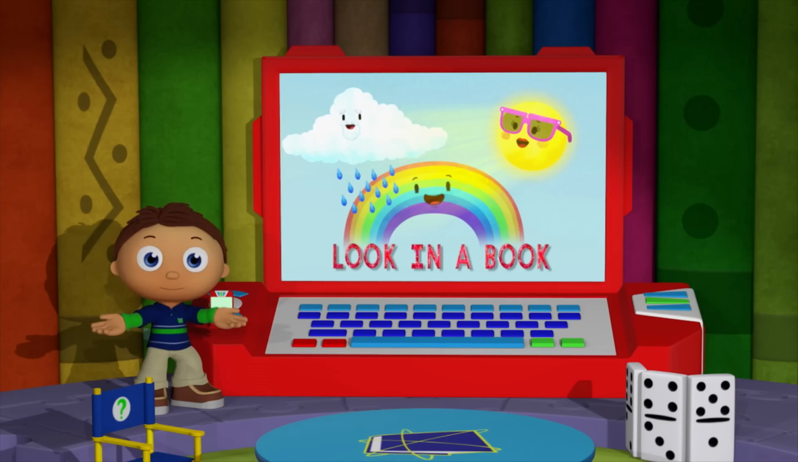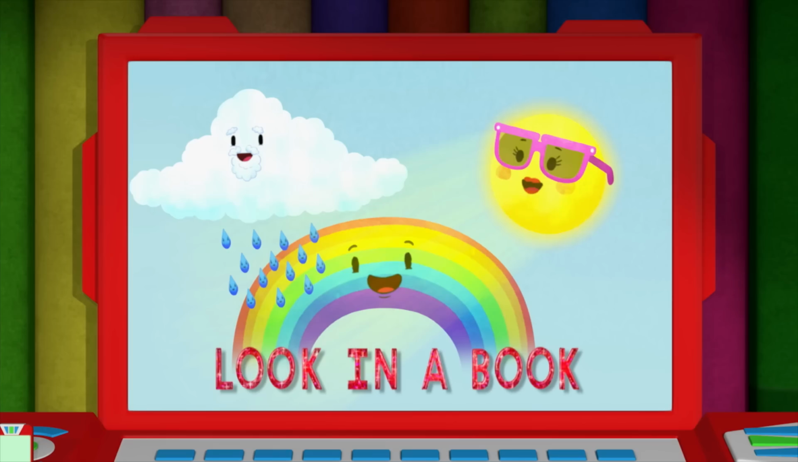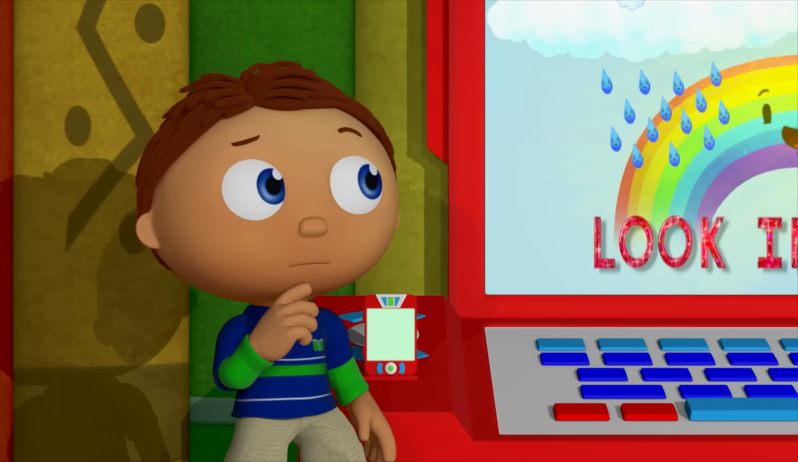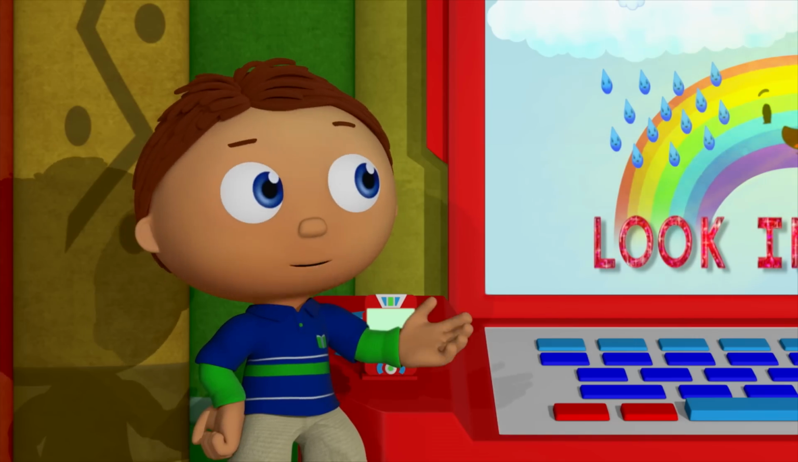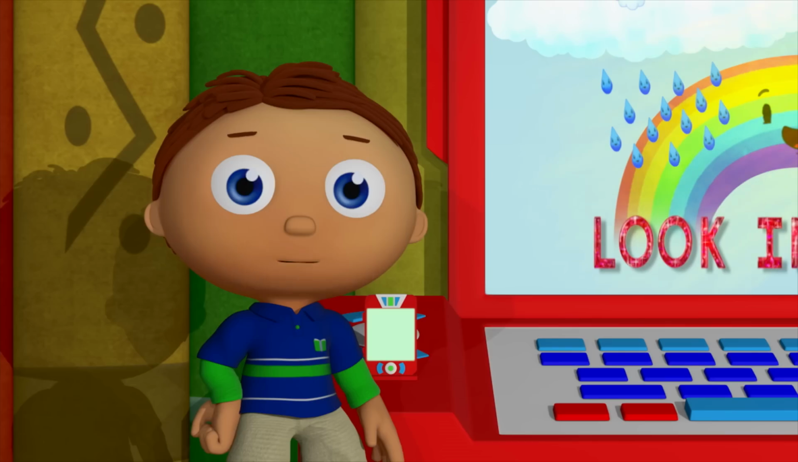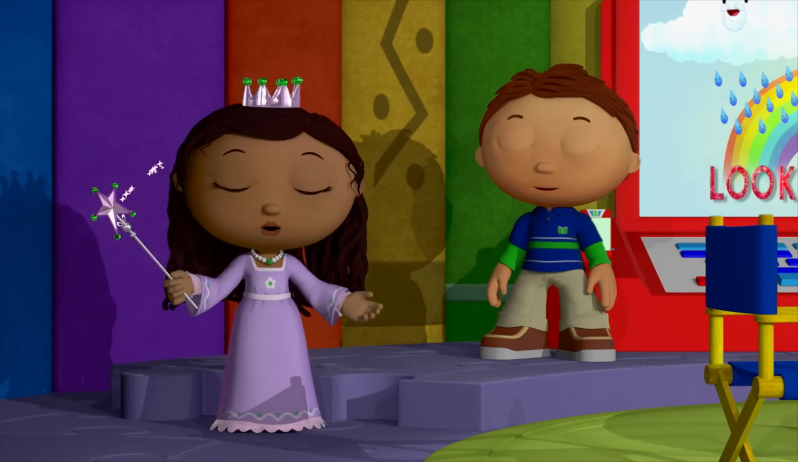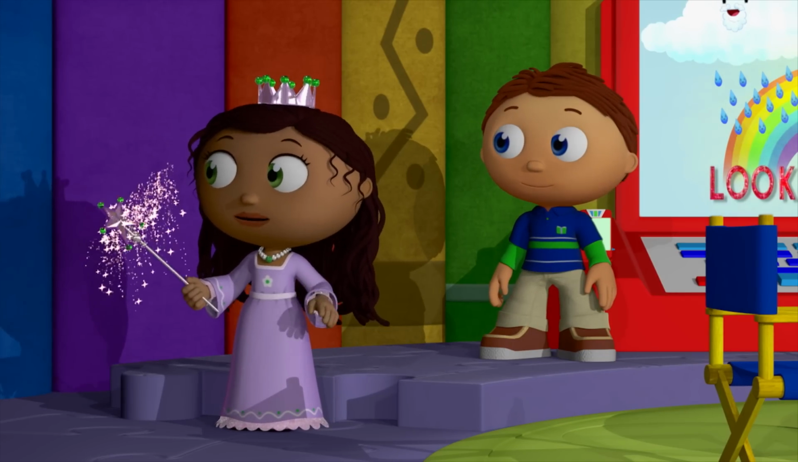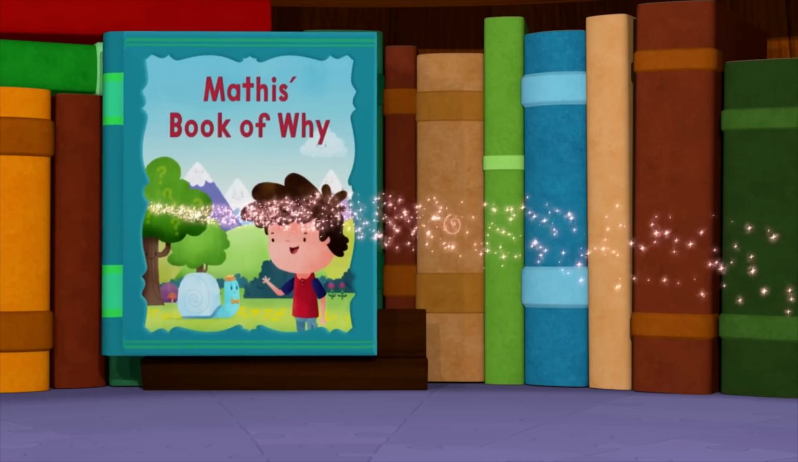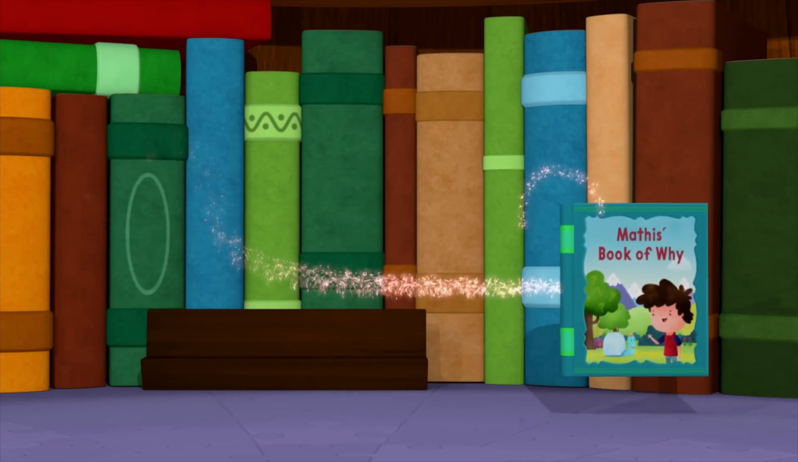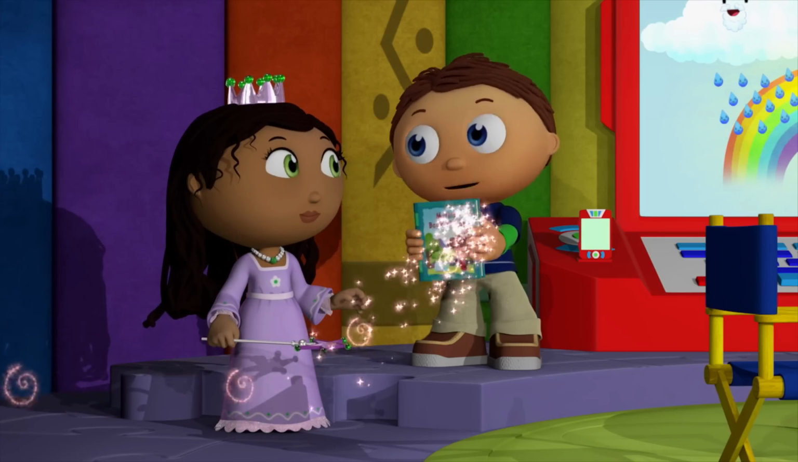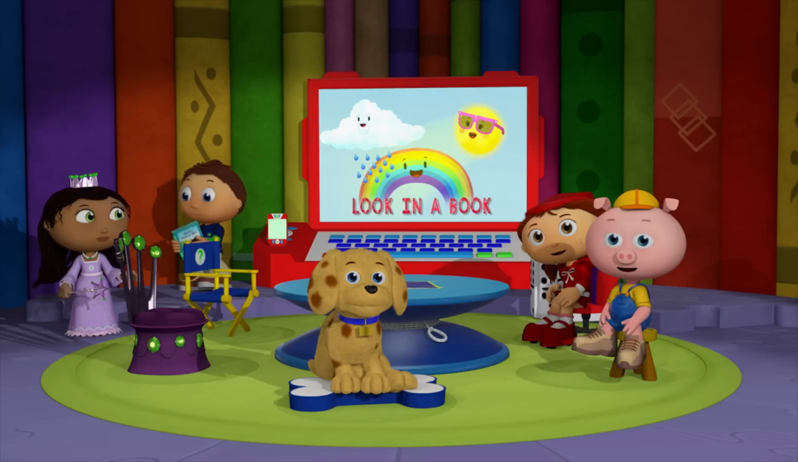But why? Because when Whyatt looked in this book, he learned about needing a cloud, rain, and the sun to make a rainbow. I wish I could take this book with me, so if I have another question, I can look in this book again. I can help with that. Book, come with us, please, please, please. Whoa! Thanks, Princess P. Come on.